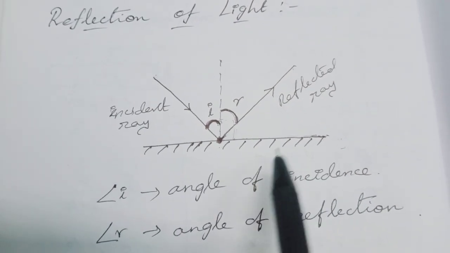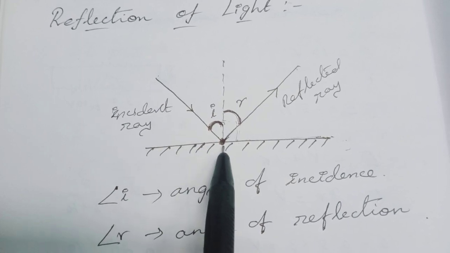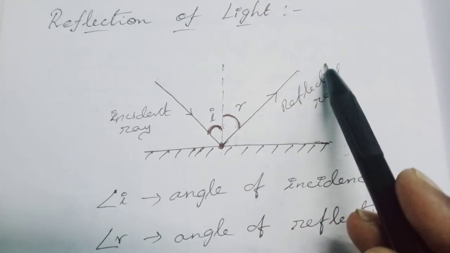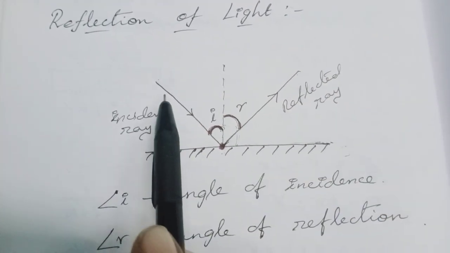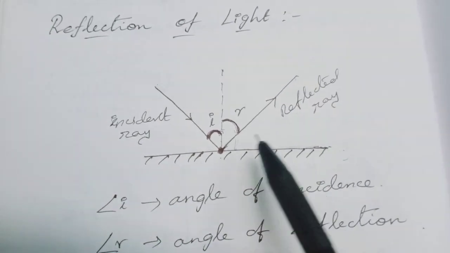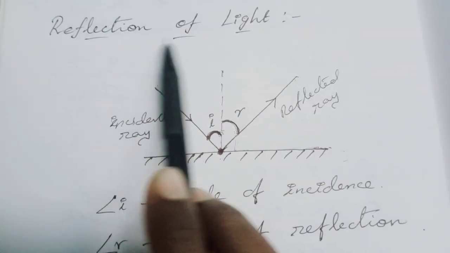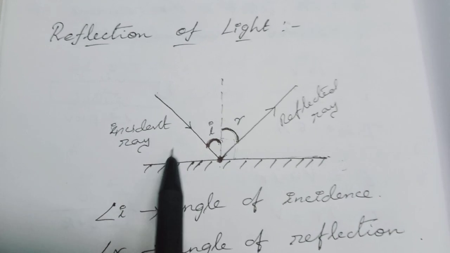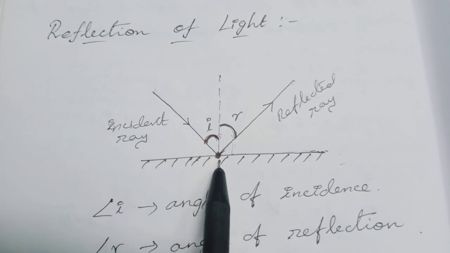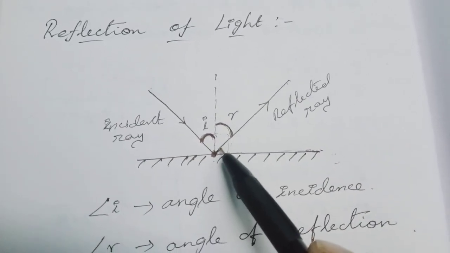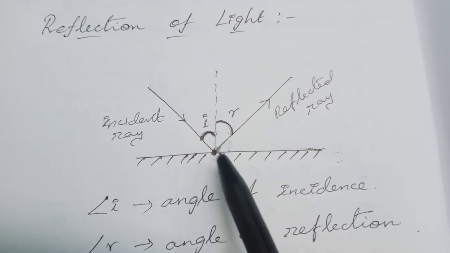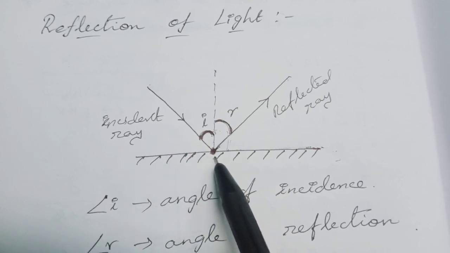So what do you mean by reflection, students? The ray is incident on the plane surface, so it reflects back or rebounces back to the same medium. So we can say that when a ray is incident on a surface and rebounces back to the same medium, this process is called reflection of light. The ray which is incident on the surface is called the incident ray, and the ray which is rebounced back to the same medium is called the reflected ray.